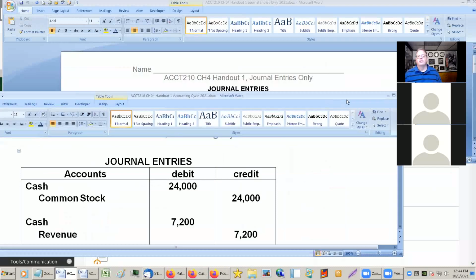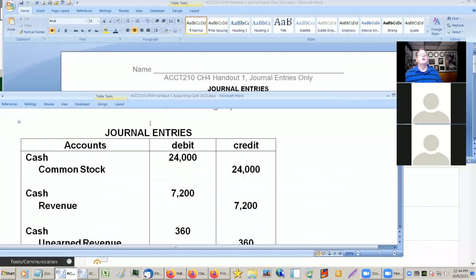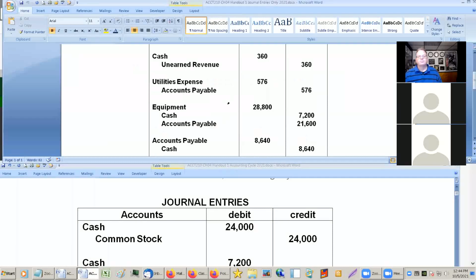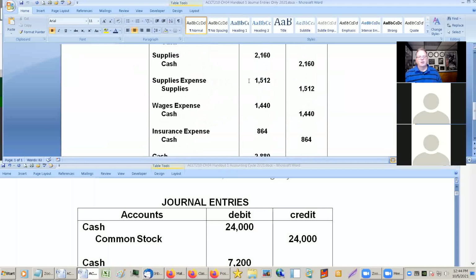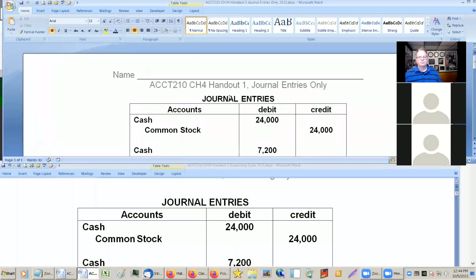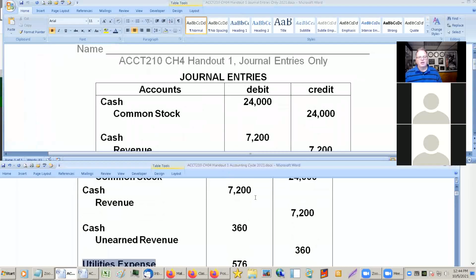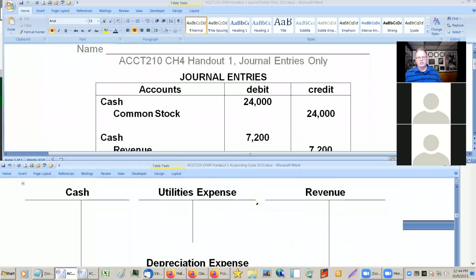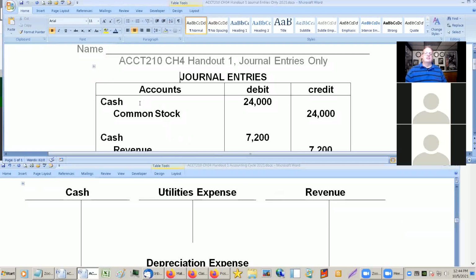One moment here. Okay, I have the journal entries up here, and then down here I'm going to go to the general ledger. This may not work out so well. We'll see how this works. I'll just keep maximizing and minimizing this, I guess.